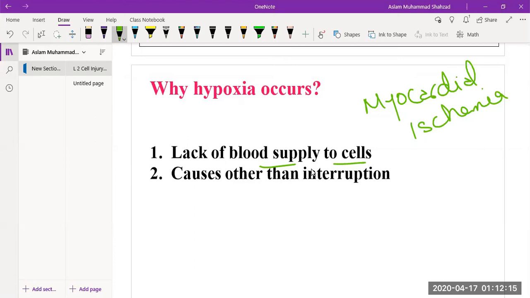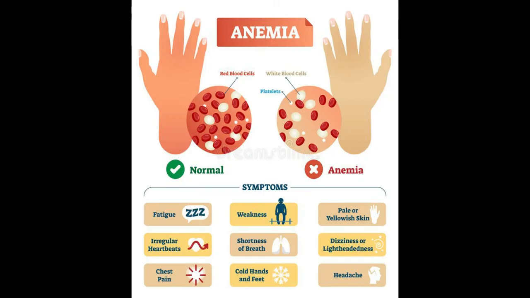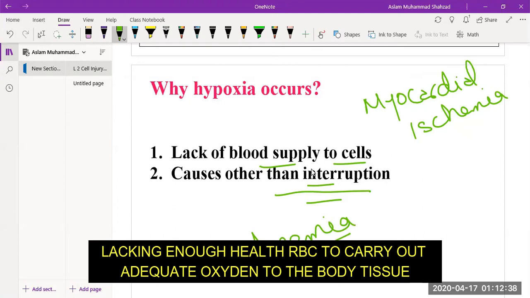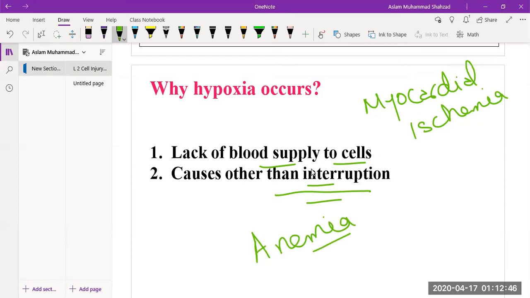Then the other cause is other than interruption. Like in myocardial ischemia, we have the blood interruption, but other than interruption, like anemia. Anemia is known as the condition in which you lack enough healthy red blood cells to carry adequate oxygen to the body tissues. So if a person has fewer red blood cells, then obviously the oxygen carrying capacity is reduced. This is the other example where we can explain hypoxia.